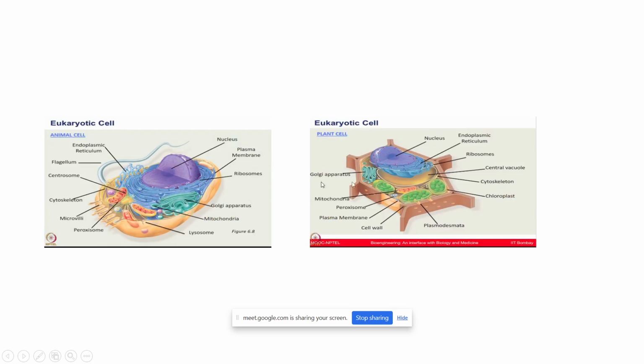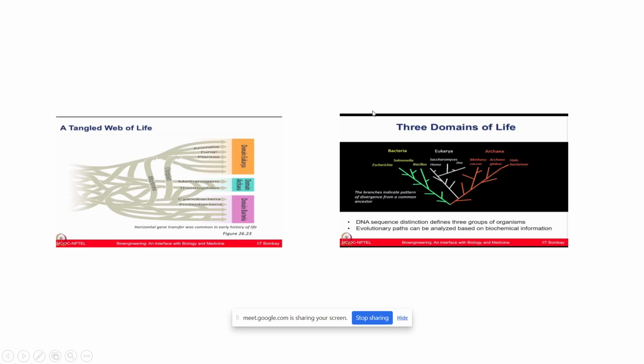This is how the cell looks in terms of a eukaryotic cell. This is how an animal cell looks. This is how a plant cell looks, and these are certain components present inside the cell. Similarly, in terms of classification of those organisms, this is how they are divided in terms of eukaryotes, bacteria, and as well as archaea.